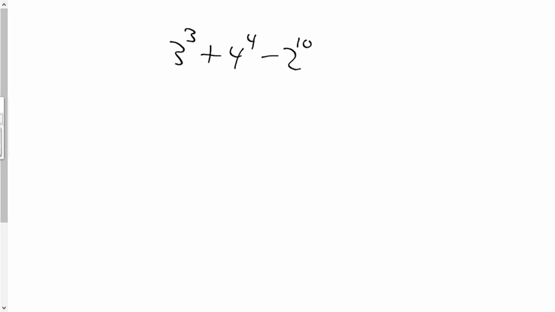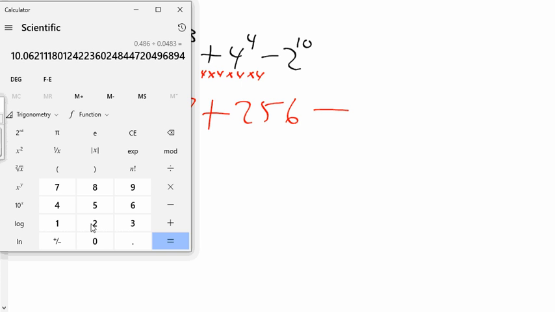Next question gives us exponential forms. It's actually just kind of a simple BEDMAS question. Just addition and subtraction, so we're going to solve it in the order they appear from left to right. 3 cubed is 3 times 3 times 3, which is 27. 4 to the fourth is 4 times 4 times 4 times 4, which right off the top of my head is 16 times 16, which I think is 256. And then take away 2 to the 10, 2 to the exponent of 10 is 1024.